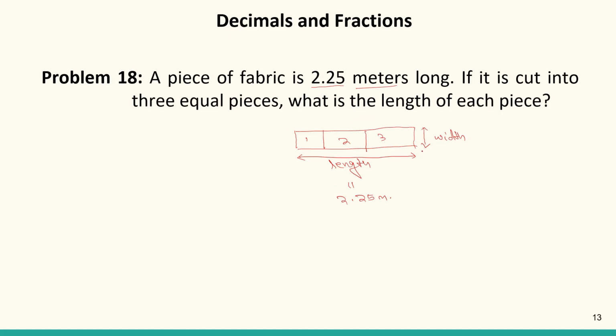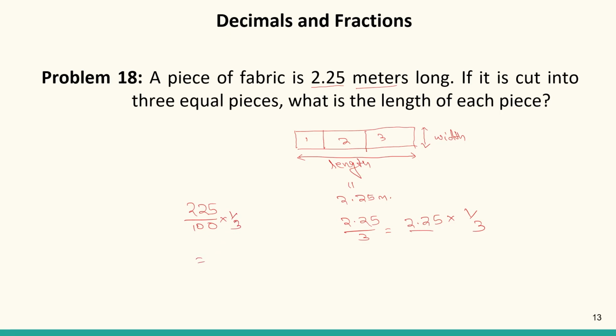If this amount of rectangular cloth is divided into 3 parts, then 2.25 must be divided by 3. So 2.25 by 3. This is what we need to evaluate. So we can write this as 2.25 into 1 by 3. Let's first convert this decimal into a fraction. So 2.25 as a fraction is 225 by 100, into 1 by 3.